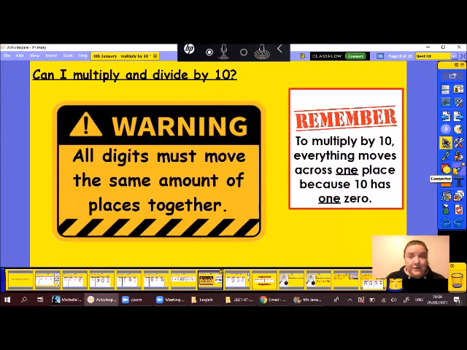There's a reminder here for you as well. When we're multiplying by 10, if we look at the number 10 here, everything moves across one place. And the reason for that is because 10 has one 0 in it, which gives you a bit of a clue about what to do if you're multiplying by 100, but we'll come to that tomorrow. So when you're multiplying by 10, everything moves one place.